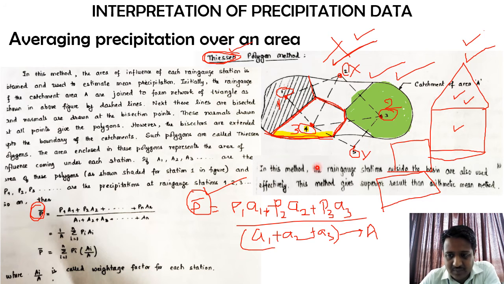So what is the weightage factor indicating? It is the effective area for a rain gauge station divided by the whole catchment area. I'll repeat myself: the weightage factor is nothing but the effective area for a particular rain gauge station divided by the whole catchment area.